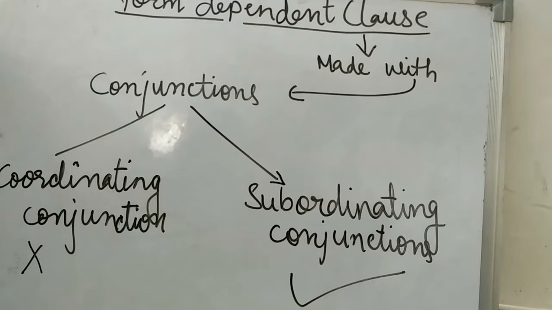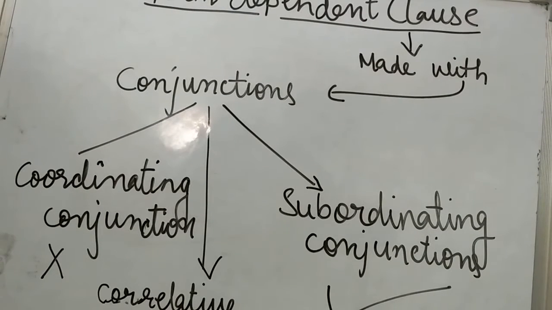Now let us see how a dependent clause is formed. As I have already told you, dependent clauses or dependent sentences are made with conjunctions, right? They start with conjunctions, so they are not complete. Dependent clauses are made with conjunctions. They start with conjunctions, so they do not make complete sentences.